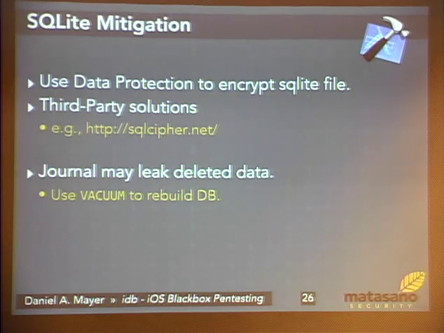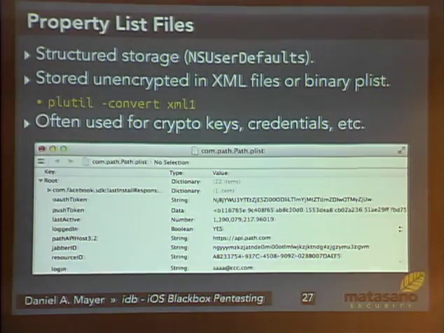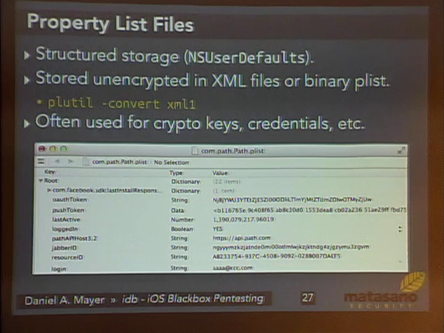The second very common thing on iOS is plist files. If you ever use NSUserDefaults, which is the thing to store user preferences on the device, that's going to end up in a plist file. And it's nothing else but an XML file. There's also a binary representation, but you can just convert them using plutil. And very, very often they're used for keys and credentials and things like that.